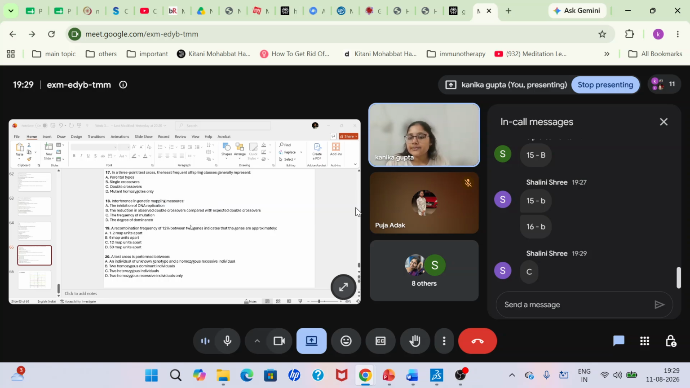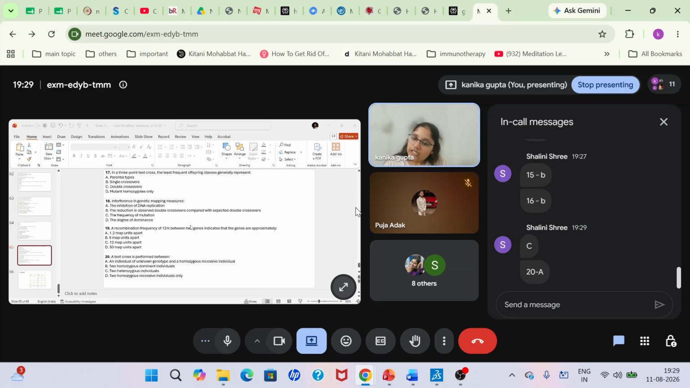Question number 20. A test cross is performed between an individual of unknown genotype and a homozygous recessive individual, right? An individual of unknown genotype and a homozygous recessive individual.